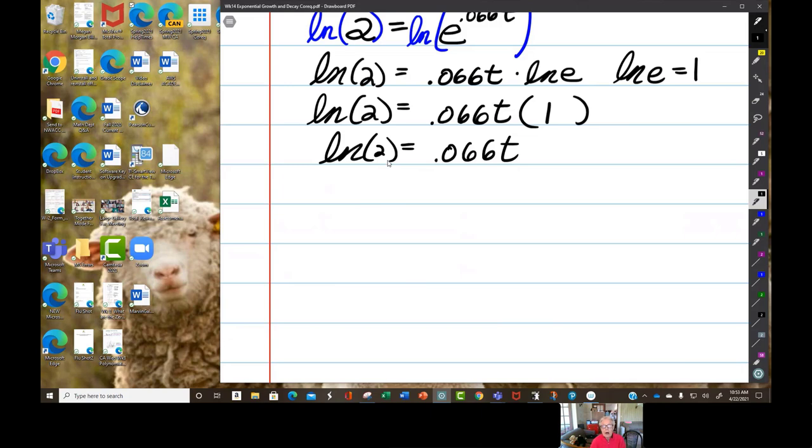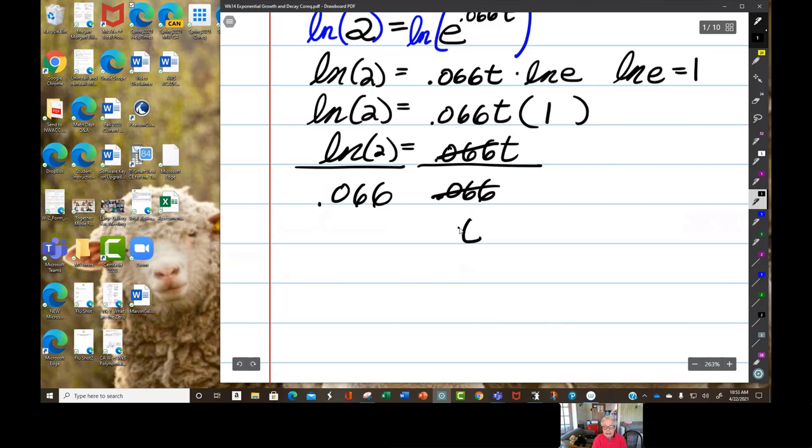Now to solve for t, all I have to do is divide both sides by the number in front of t, 0.066. That cancels out over here, leaving me with t. And what I have here, before we go on, is called the exact answer. Exact solution. Much better.